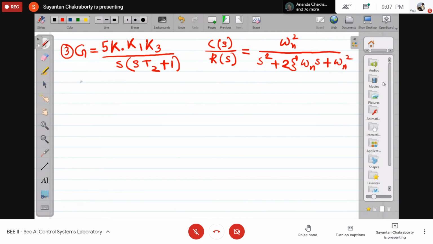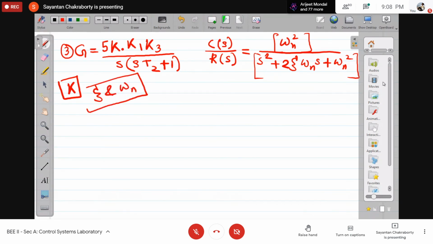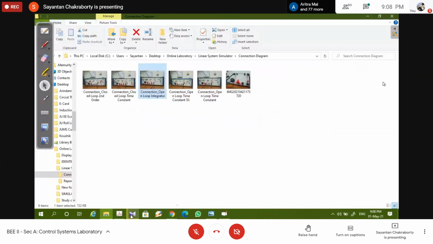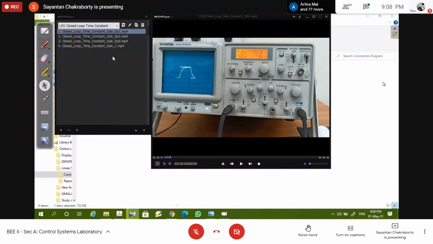The only unknown here is K. For different values of K, we will get this expression different. That is, you will get different zeta and omega n. This will be depicted in the experimental result. So I will conclude these two results simultaneously. That's why I've shown you both the things.